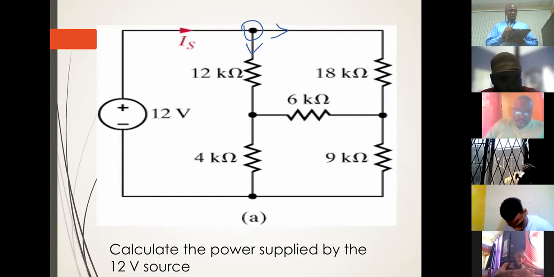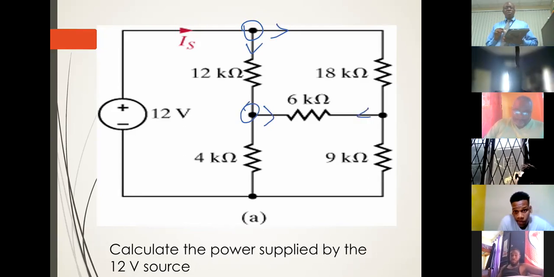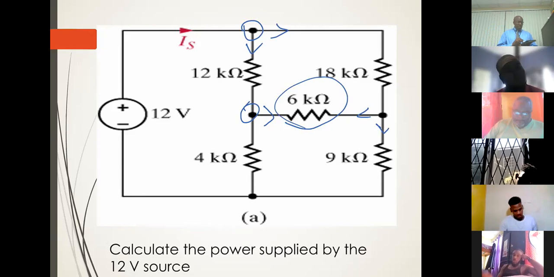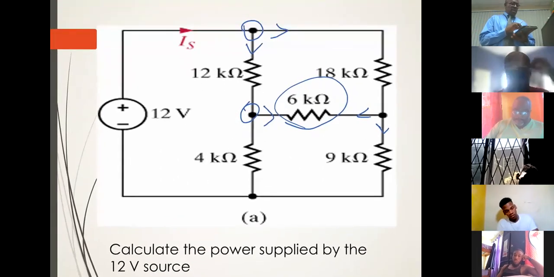Of course, the current that goes through the 12 will come to that point, some will go there. Current that goes to the 18, some will go there. And some here. So obviously, where the 6K is concerned, you're having current possibly coming from both ends. So because of that, you know you have a star or delta network.